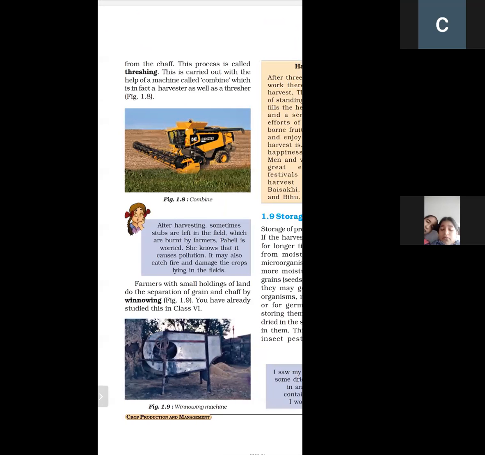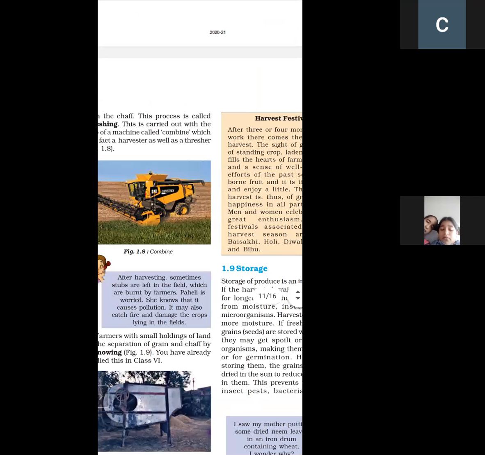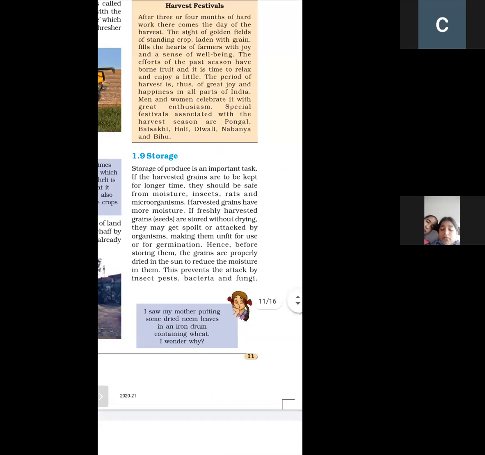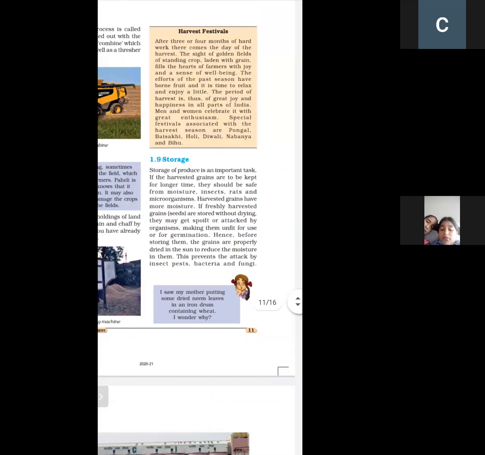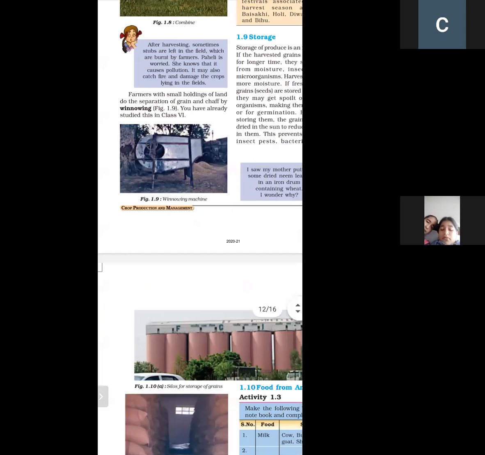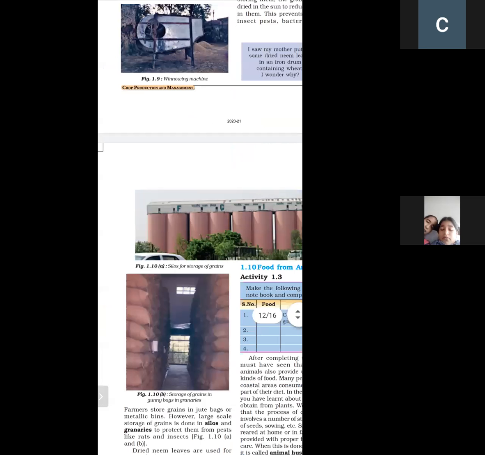Next, what do we mean by storage? After cutting and threshing the crop, it has to be stored, because it contains moisture. It is dried in the sun before storage. For storage, we can use either neem leaves or chemical treatment. These are the silos for storage of grains. And these are the granaries for the storage of grains.